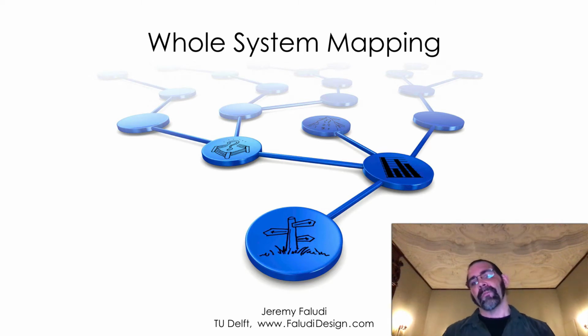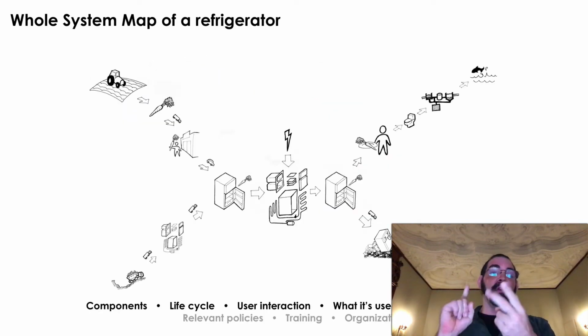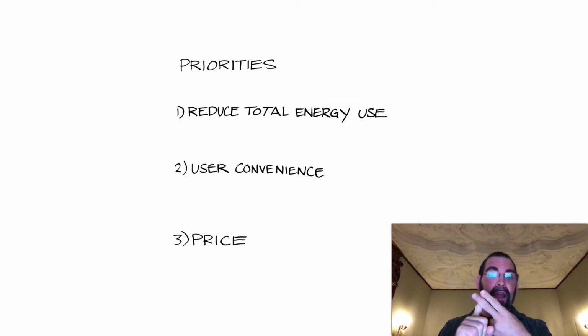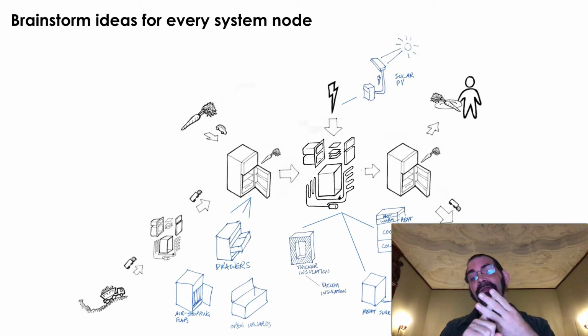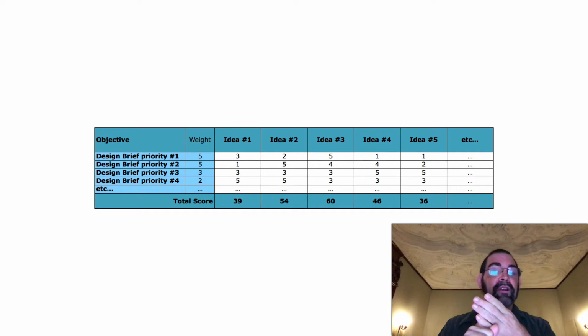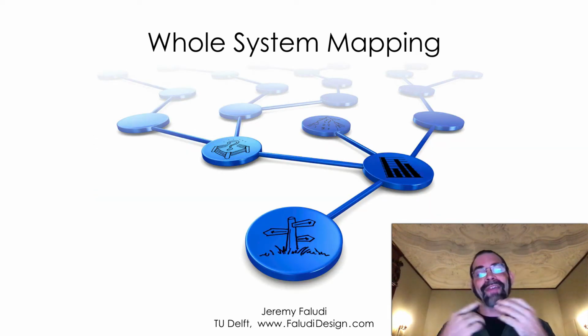So you learned from the introduction video that whole system mapping has 4 activities. Number 1, draw the system map. Number 2, set priorities with LCA. Number 3, brainstorm solutions on the system map. And number 4, decide on winners using your priorities. This video shows how to do all that, but using the example of a refrigerator.